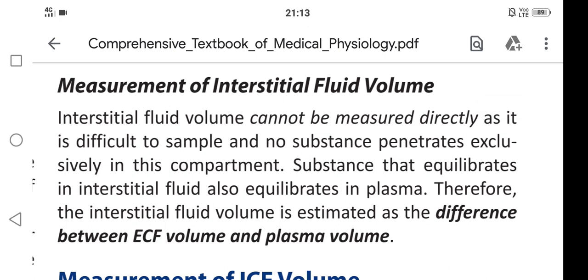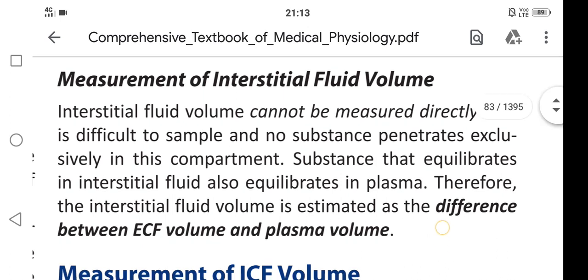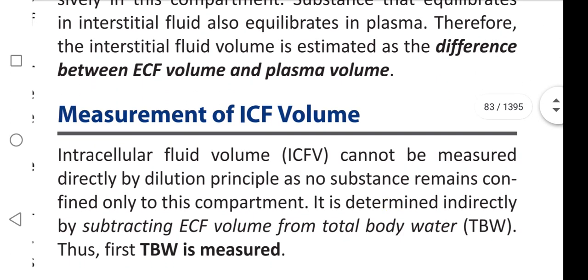I think it is clear to you guys. In the next video we are going to learn about measurement of intracellular fluid volume. It is also one of the measurements of body fluid volumes.